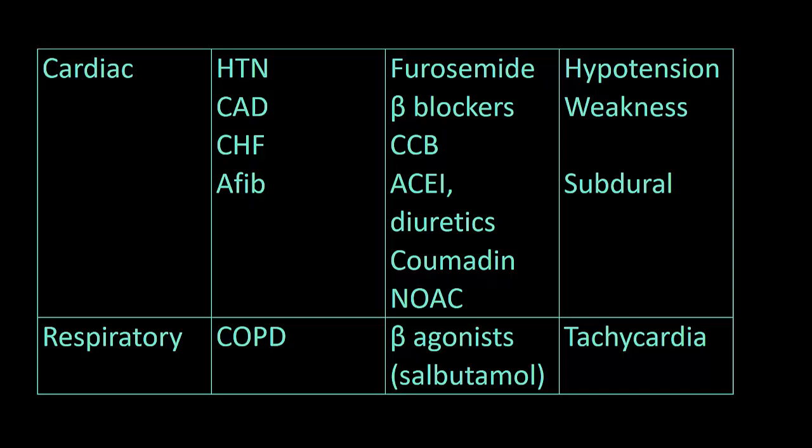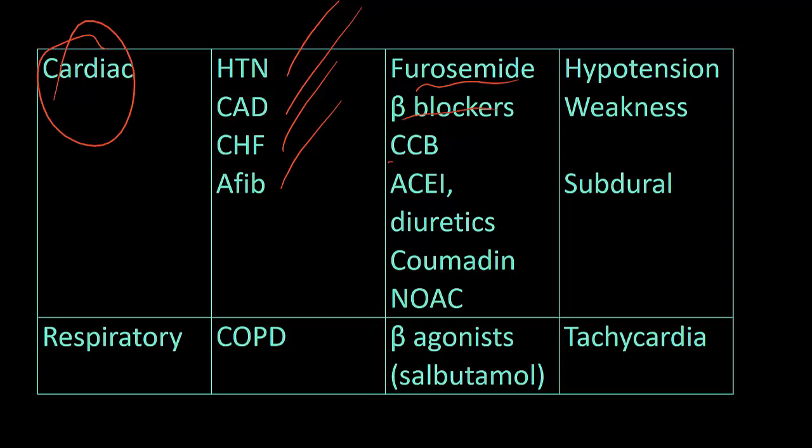Now I'd like to take a closer look at these conditions and look at the effect that these medications can have on a patient, if they're overdosing or underdosing on their prescriptions. Firstly, let's look at cardiac conditions. Cardiac conditions are very common in the geriatric population. Many patients have hypertension, coronary artery disease, congestive heart failure, and atrial fibrillation. There are many medications used to treat these diseases, including furosemide, beta blockers, calcium channel blockers, ACE inhibitors, and diuretics.